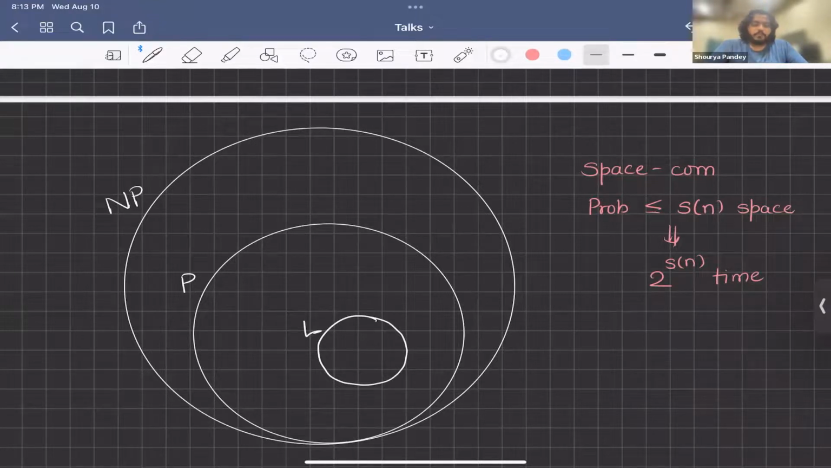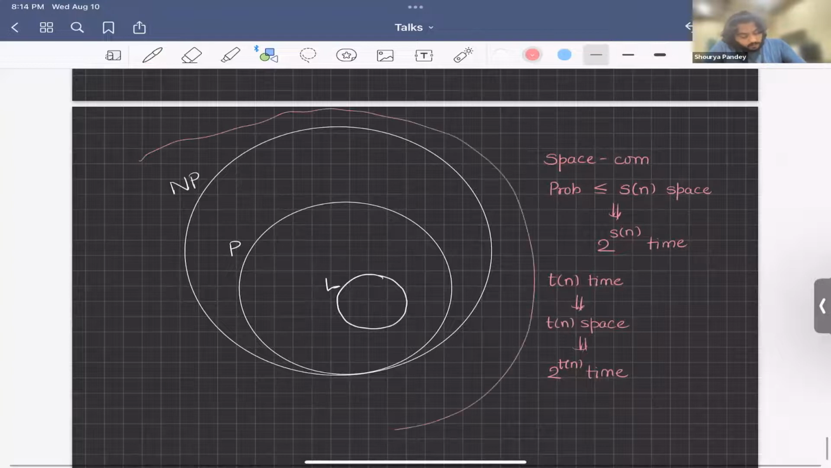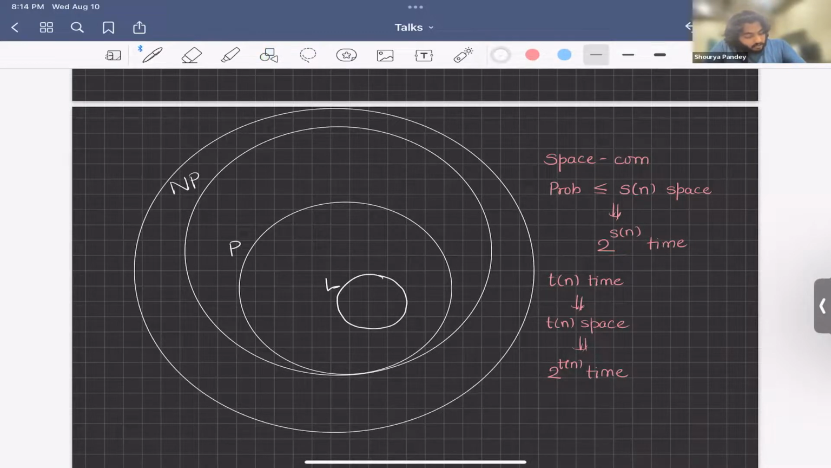And then P is itself contained in something called PSPACE, which is polynomial space. So we also know that T of n time problems can also be solved in T of n space. So we know this, and this in turn is 2 raised to T of n time. And so we know that X lies somewhere outside. This is X. We write it on the line, so it's clear.